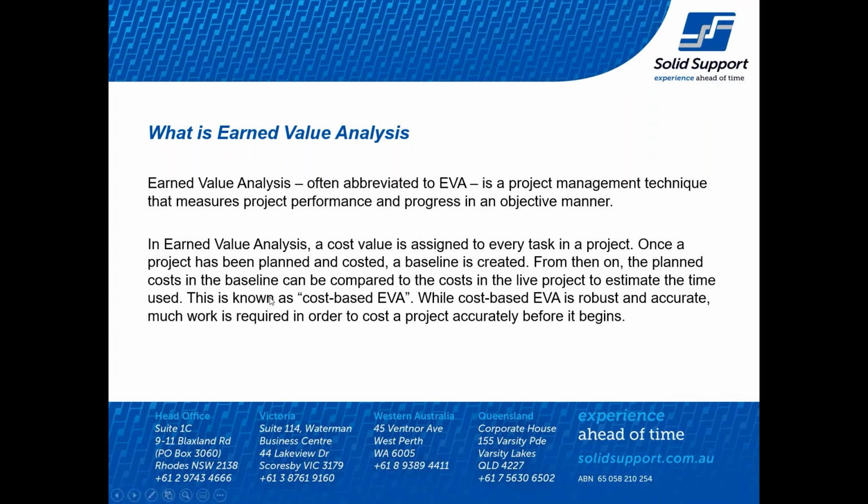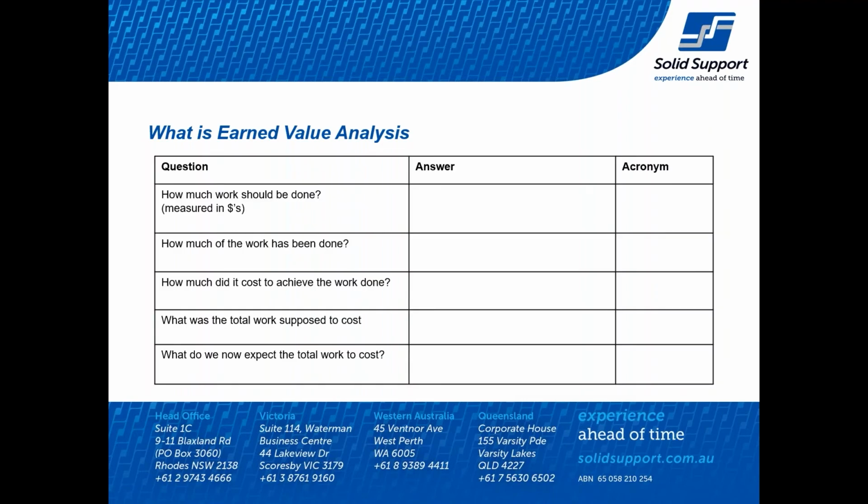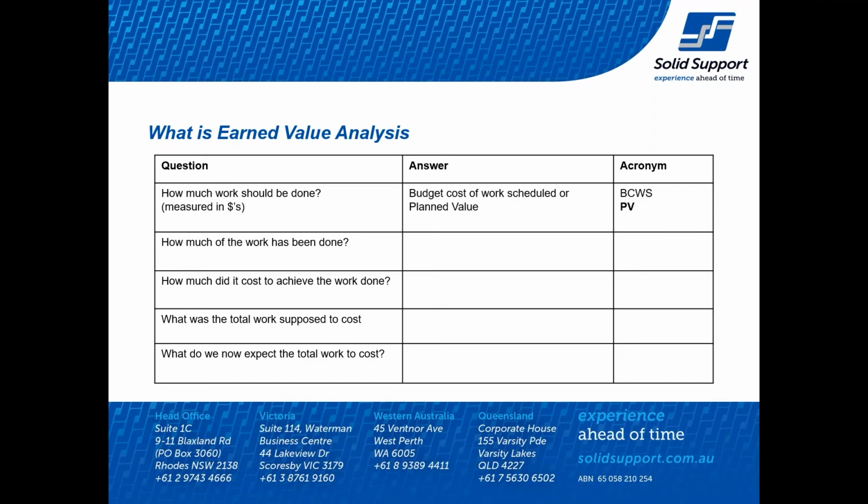When we talk about what earned value analysis is, there are a number of different fields and columns that you would be looking at. The classic ones: how much work should be done, measured in the dollar amount, is known as the budget cost of work scheduled, or the planned value.